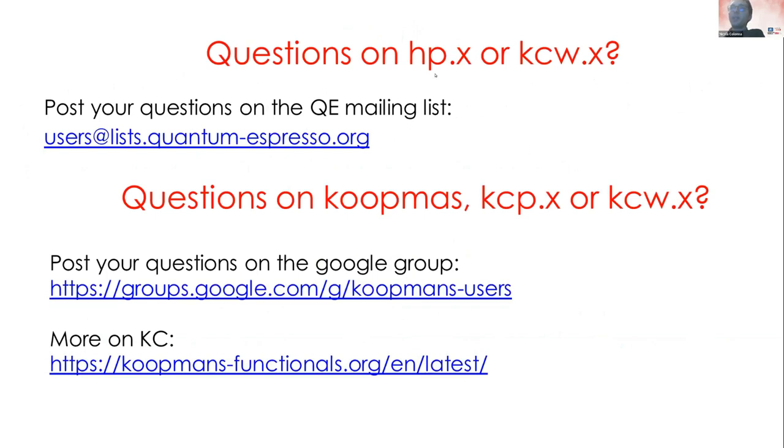If you have extra questions on HP or KCW, you can always post on the Quantum Espresso mailing list. We try to monitor it regularly and answer as soon as possible. If you have questions on Koopmans or KCP or KCW, we prepared a Google group. Here you have the address where you can find previous discussions, but also you can post your own question. If you want to know more about Koopmans, we have a website: koopmans-functionals.org.